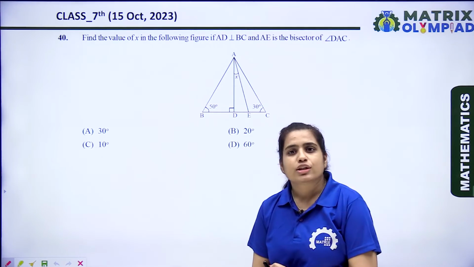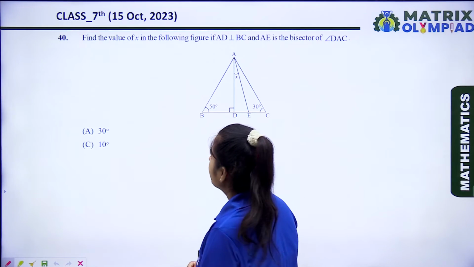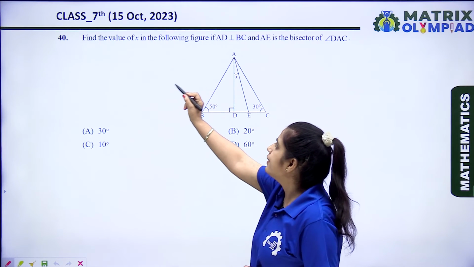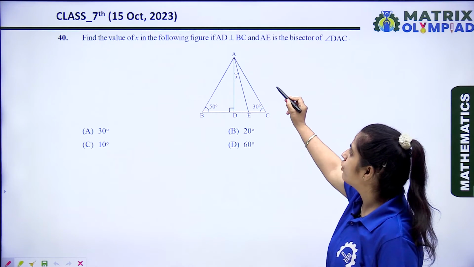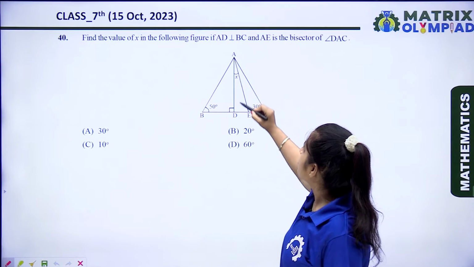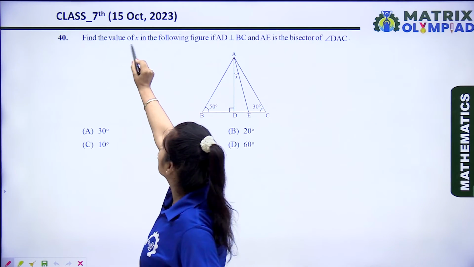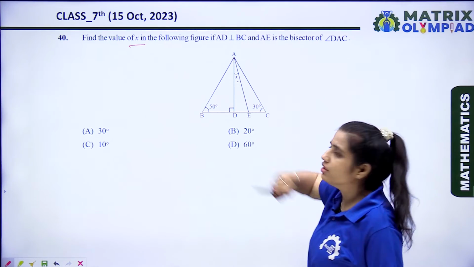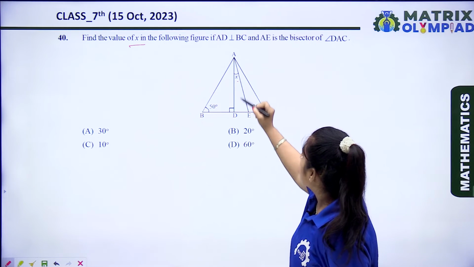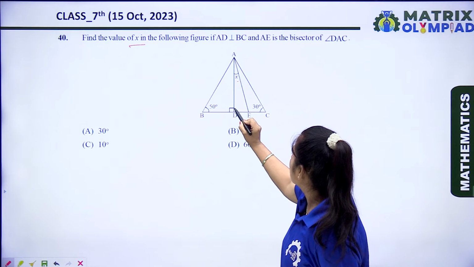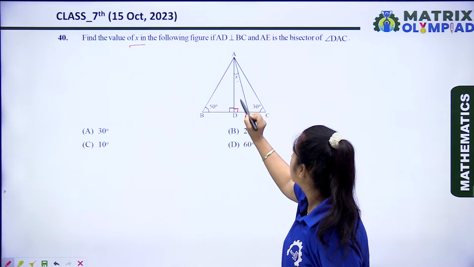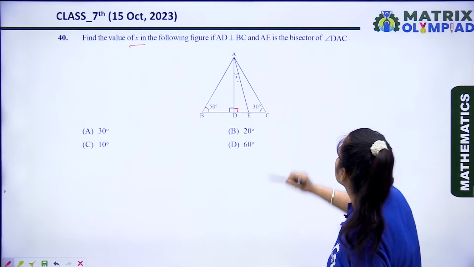Now the next question is question number 40. Question number 40 says that find the value of x in the following figure if AD is perpendicular to BC. इस फॉलोइंग फिगर में हमें फाइंड आउट करनी है वैल्यू ऑफ x. तो ये रहा हमारा एंगल x. AD परपेंडिकुलर है BC के, तो ये 90 डिग्री है, तो ADC भी हमारा 90 डिग्री हो गया.